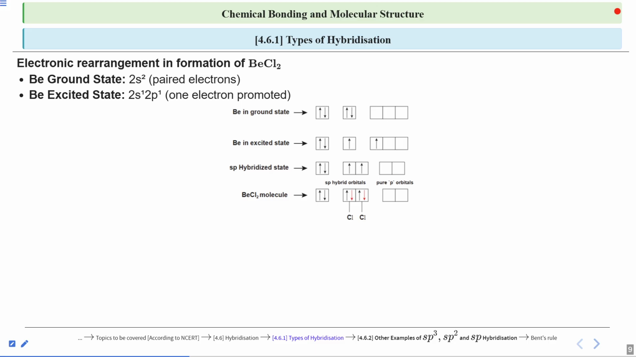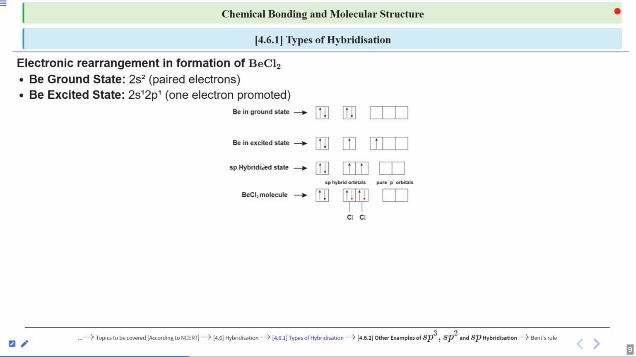Let us try to understand that same thing with the help of this diagram. This is your ground state and this is your excited state. Your 2s orbital here was initially doubly occupied, so two paired electrons. But after the promotion, your electron will go onto the next higher energy level, and its spin will also change. Initially it was spin down, but after promotion it is spin up.